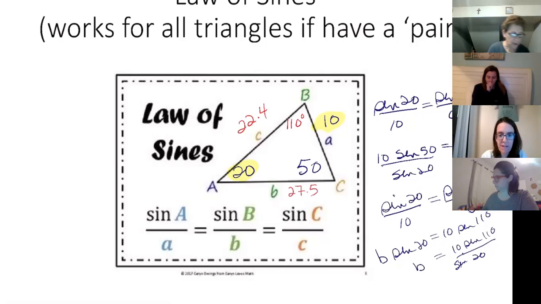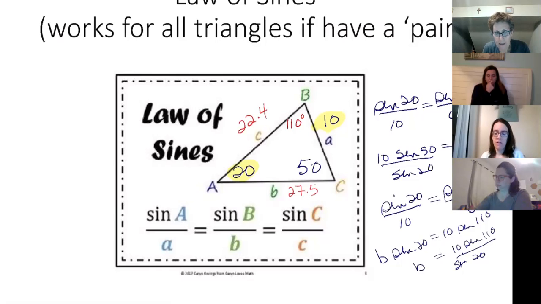27.5. Okay, so now we have solved for the entire triangle using law of sines. So the key thing is find a pair. A pair meaning an angle and its side. And look at the relationship between the angles and the sides. So the biggest angle is 110. Across from it is the biggest side. The smallest is 20. Across from it is the smallest side. So we know that our answers are reasonable, and that's a good thing to always check.